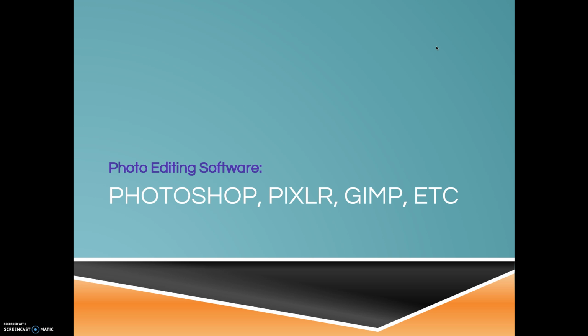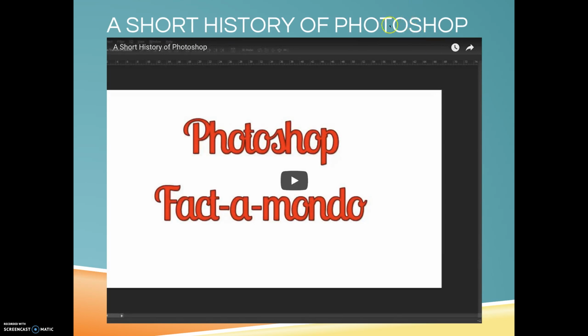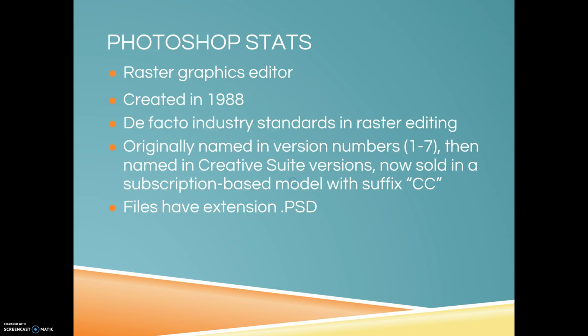But there are other free programs like Pixlr or GIMP that you can run right on your Chromebooks. But they're all kind of based on Photoshop. Photoshop is kind of like the default program for photo editing. So we're going to just watch a short little clip that goes a little quickly, but it shows you some history and background of Photoshop.